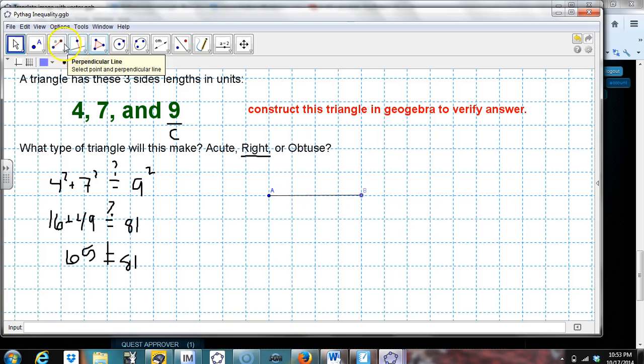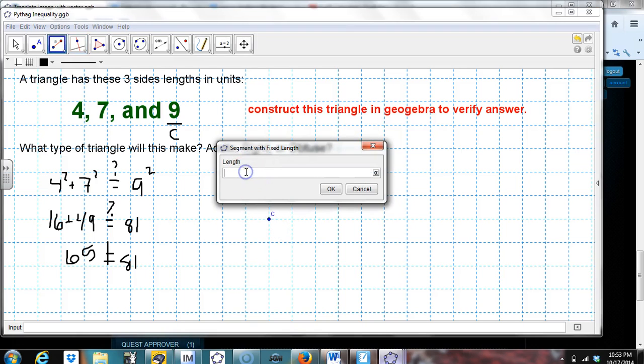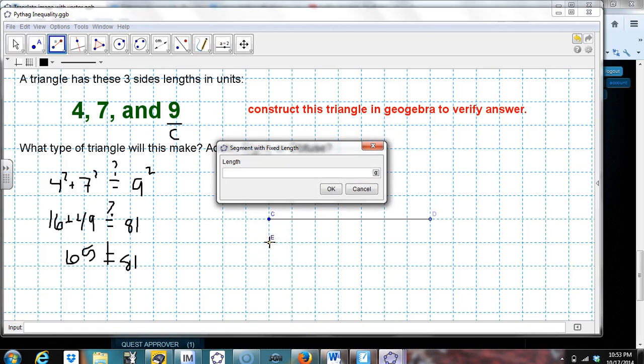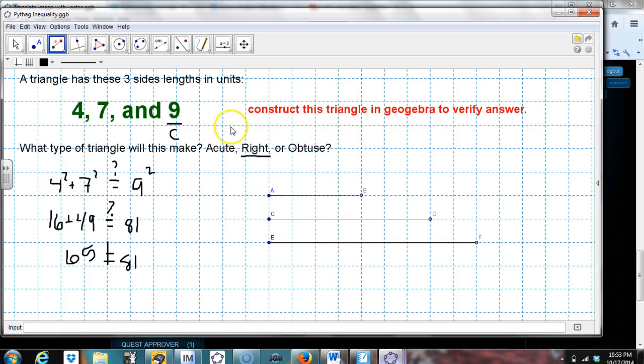That segment with fixed length tool. So I'm going to do that again. I'm going to click right below, and I'm going to make my next segment length be 7. And then click another one and make this one, say, 9. So there's my 3 lengths. Let's see what kind of triangle this is going to make.